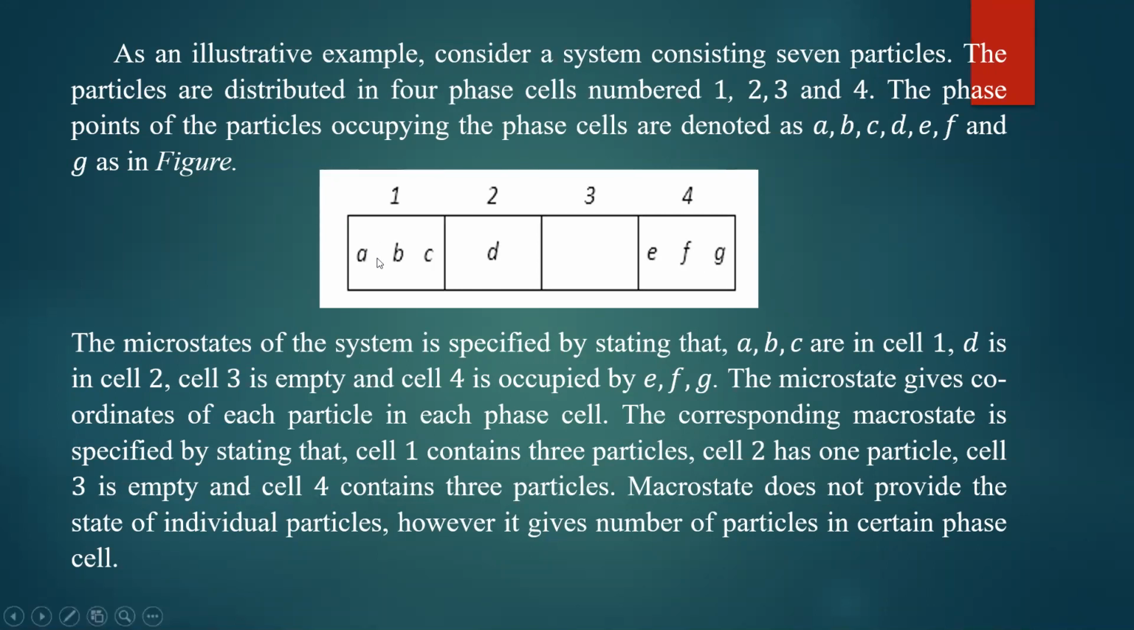For the microstate, how do we represent it? Balls A, B, C are in the first box, D is in the second box, no balls in the third box, and E, F, G are in the fourth box. And then each and every ball name should be identified and represented. That is the microstate.